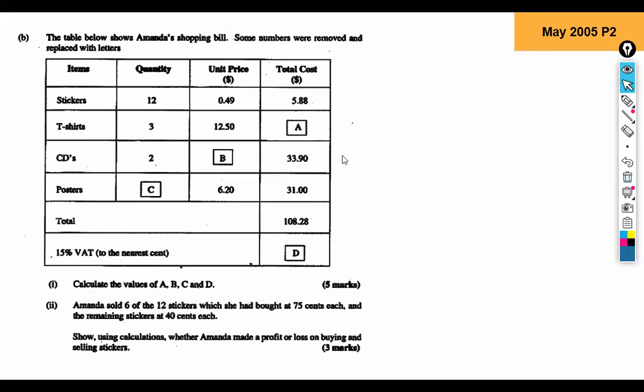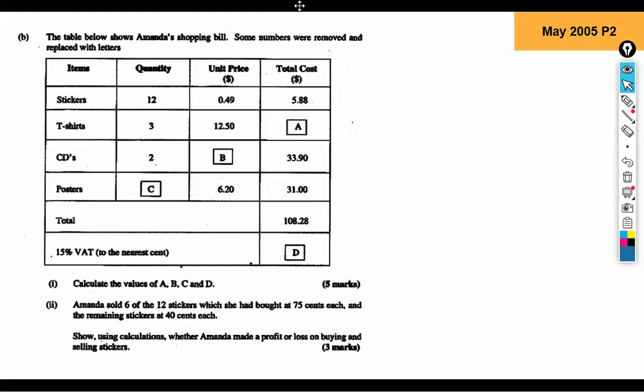Right, so here's another question. Well, at the end of the day, for part 1, you have to find the values of A, B, C, and D. Believe me, it's not complicated. Good luck. Consider this question, even though it's a past paper question. This is more like a SEA question.